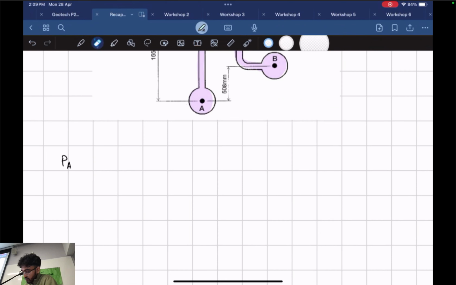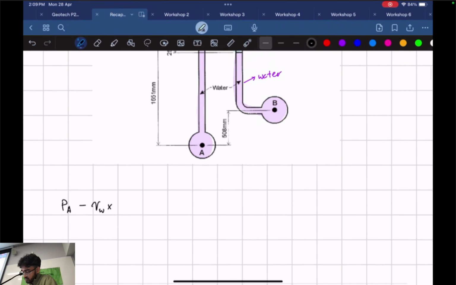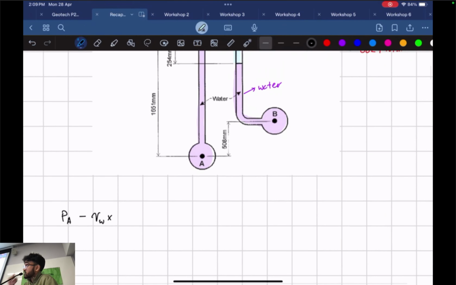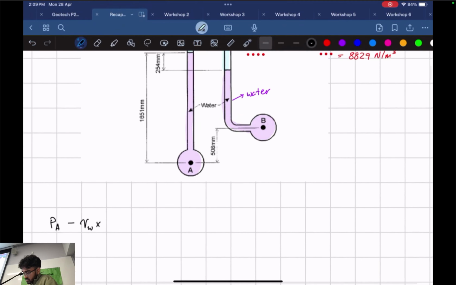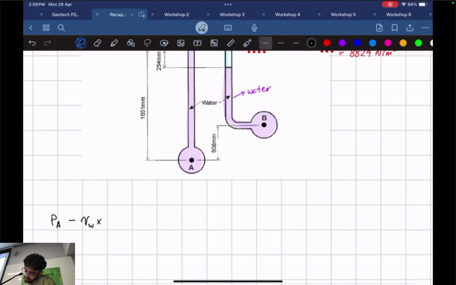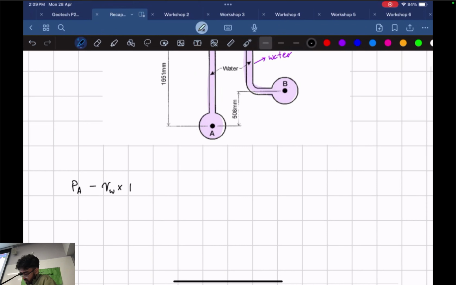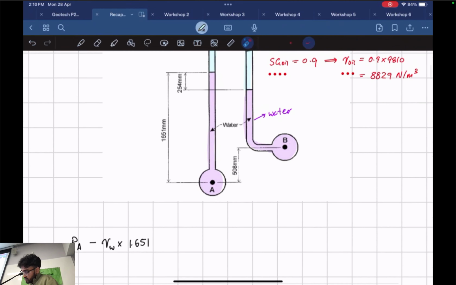Negative, and the general formula is just going to be our unit weight of the fluid, which is water, times the height difference. It's negative because it's going up. That's why. It's going to be 9810 times 1.651 in meters. I'm going to have it in meters. So we're starting at point A, going upwards, and we end at a higher point. Therefore, our pressure difference is going to be negative.